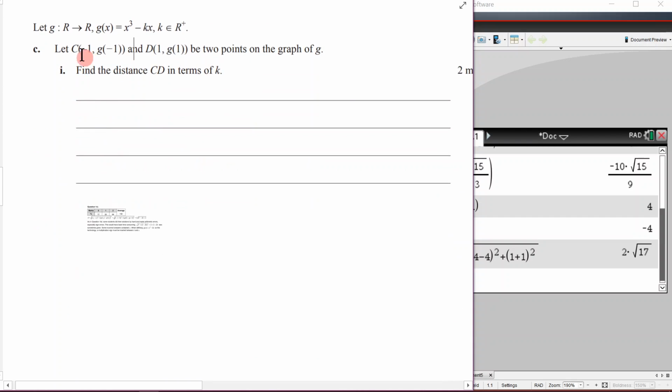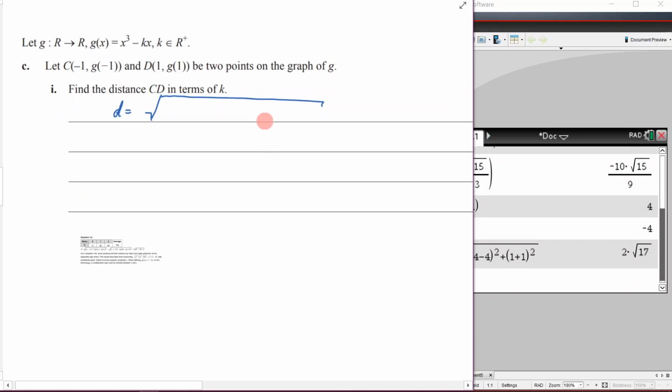So we've got let C be this, let D be that, be 2 points on the graph. All right, so C and D, just like before, are 2 points on the graph, and we need to find the distance CD in terms of K. To find our distance, we are yet again going to use our distance formula. So let's open this up.